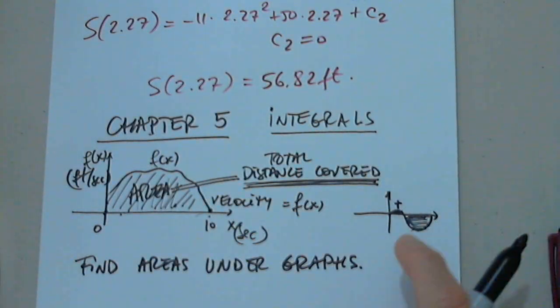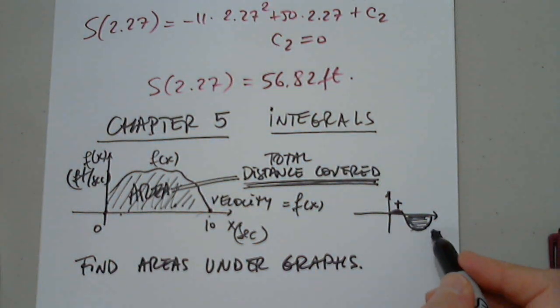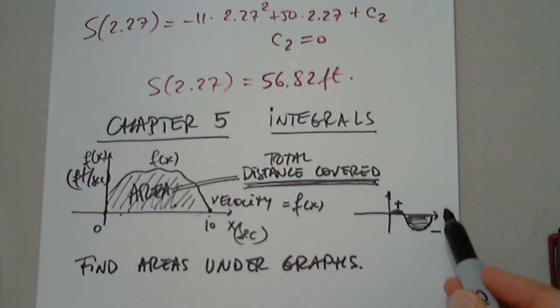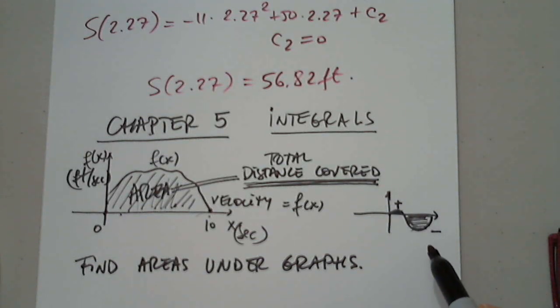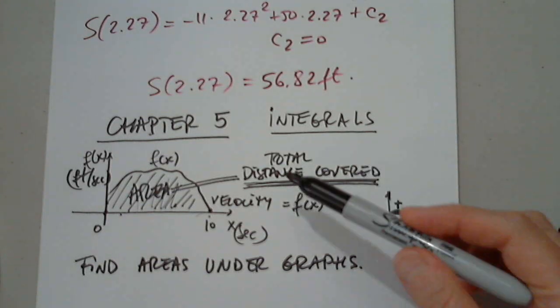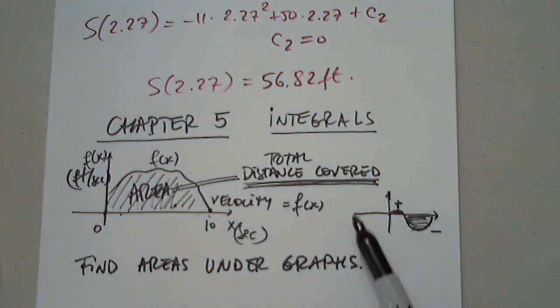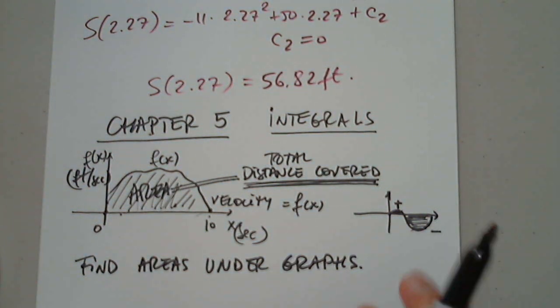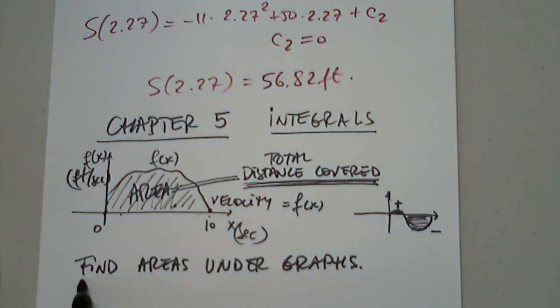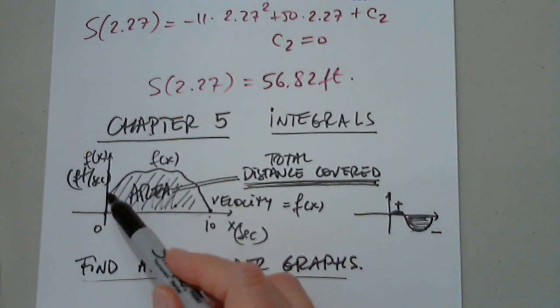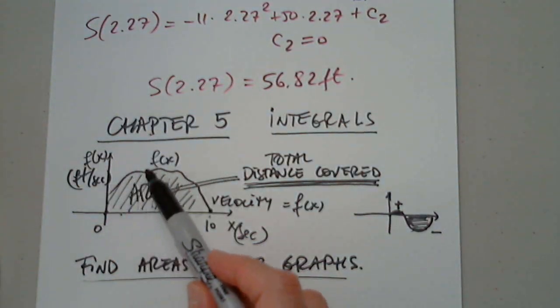This little piece is going to be positive. This big piece is going to be negative. So the area can be negative under a graph or between the x-axis and the graph. So the total can be negative. But that's a different discussion. Right now, I want to focus on finding areas for positive functions.